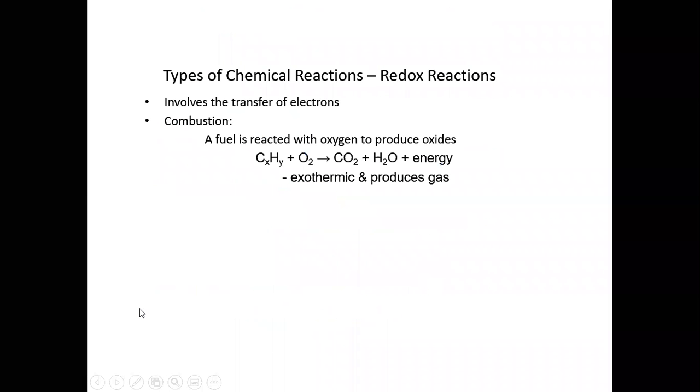So let's look at combustion. Again, these are types of redox reactions that involve the transfer of electrons. So when we say it's redox, there's a change in the oxidation number of one of the species in the chemical equation. With a combustion reaction, the key things you need are a fuel and oxygen gas as reactants. Those are the 2 criteria for reactants for a combustion reaction. You need a fuel and you need oxygen, and you're going to produce oxides of the fuel as products.